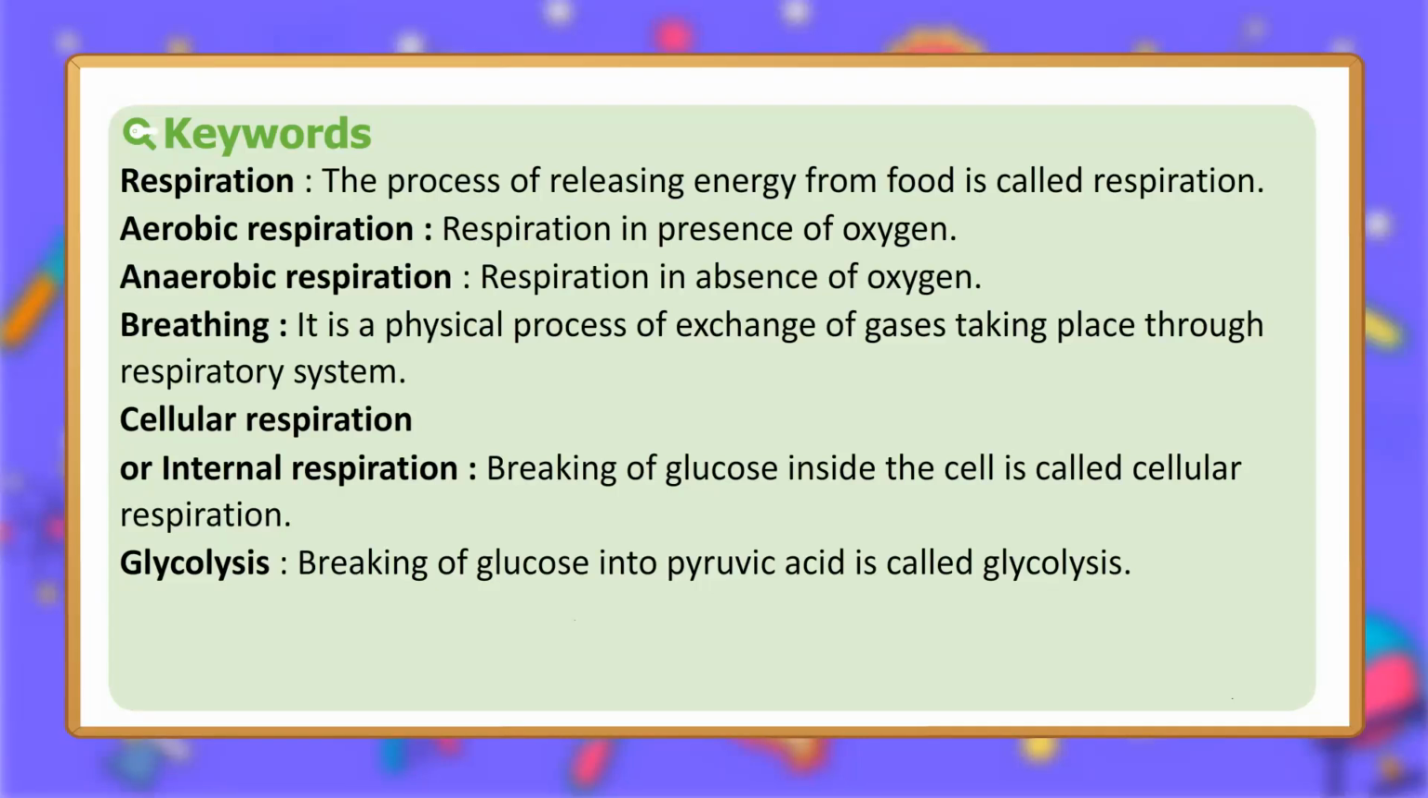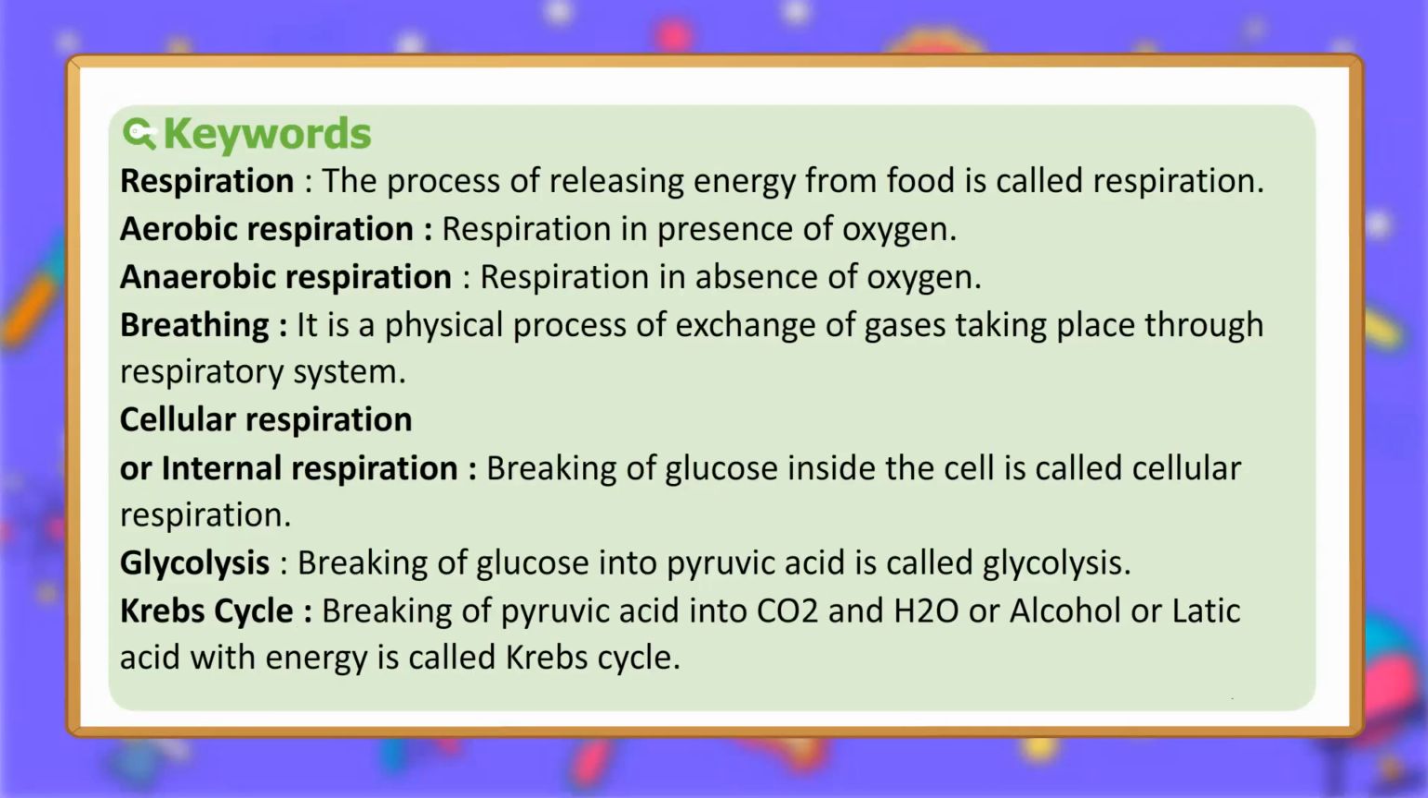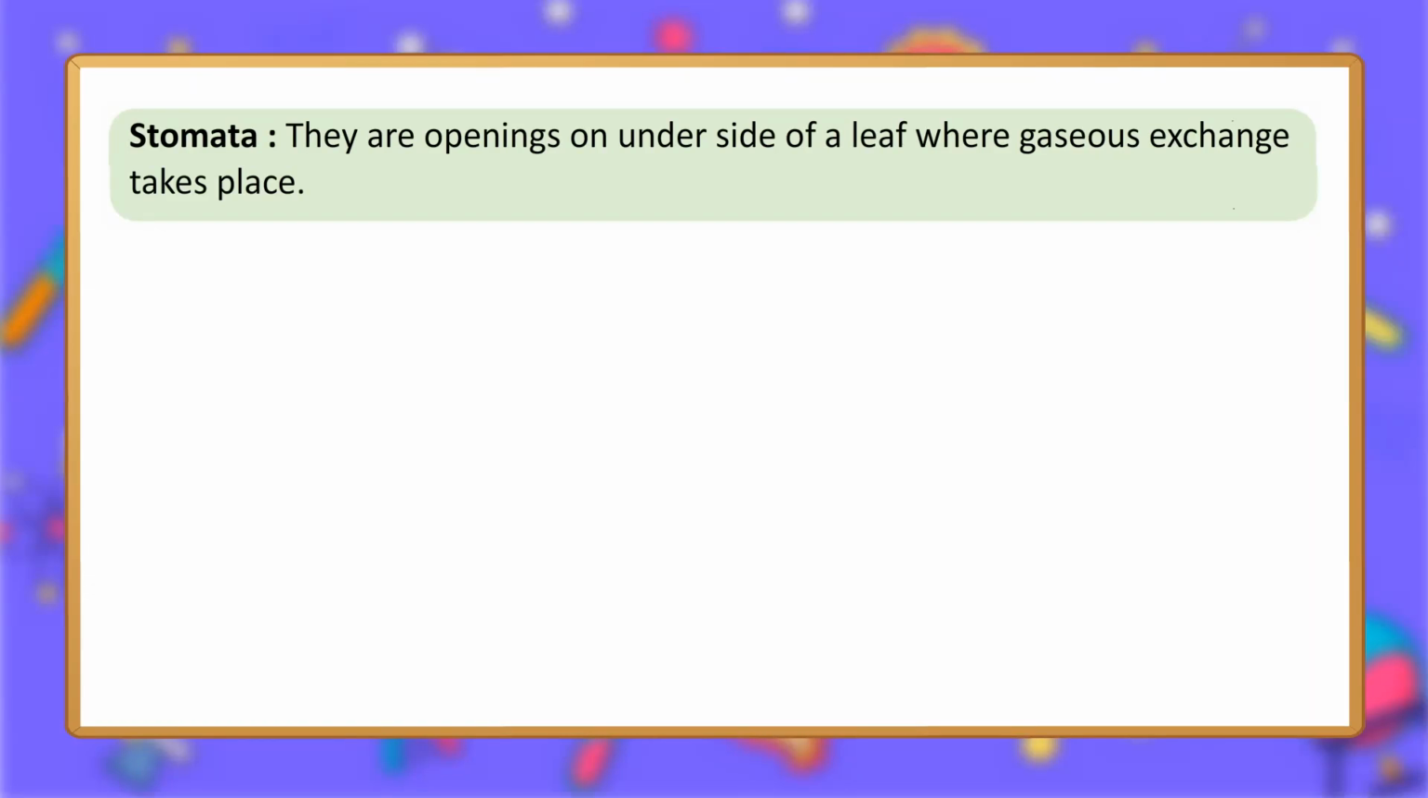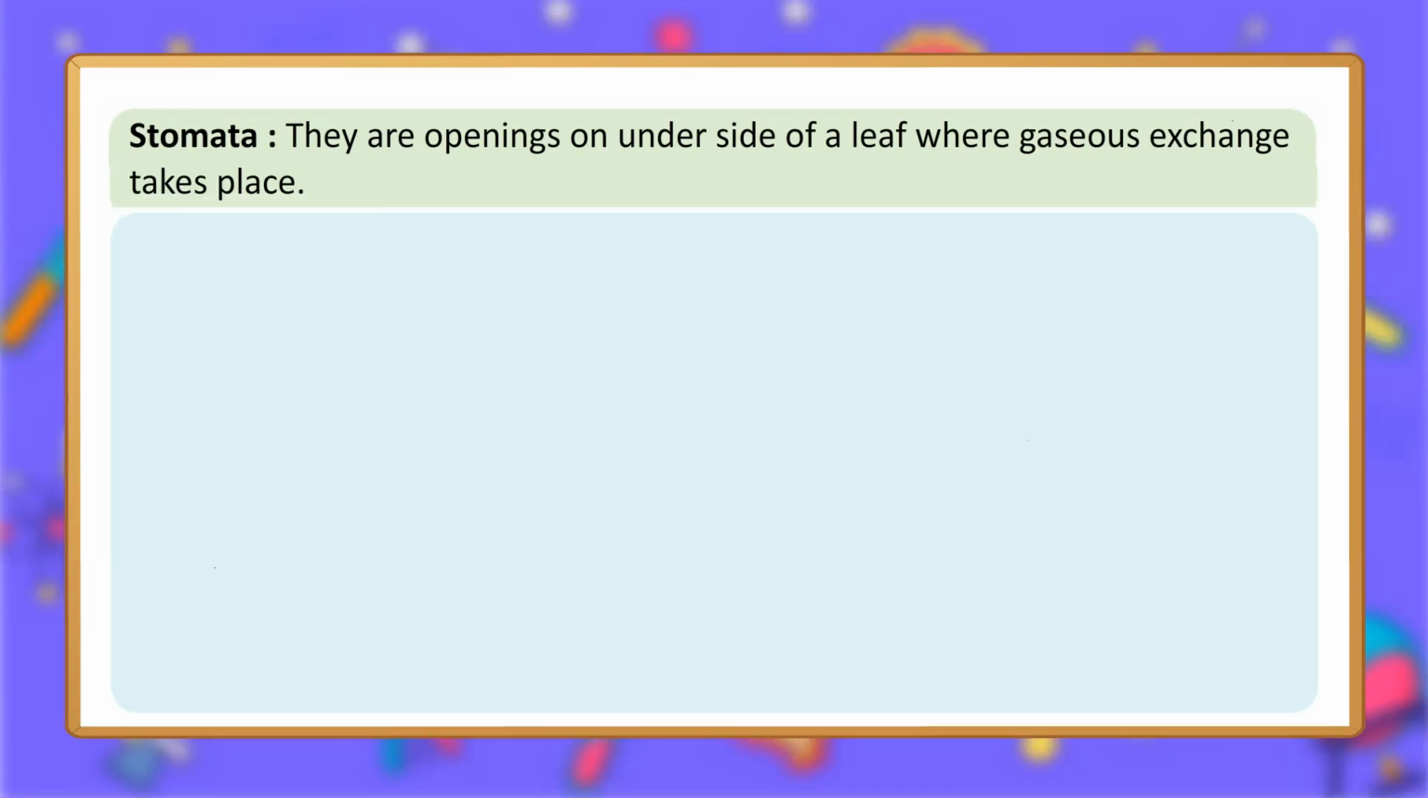Glycolysis: breaking of glucose into pyruvic acid is called glycolysis. Krebs cycle: breaking of pyruvic acid into CO2 and H2O, or alcohol or lactic acid, with energy is called the Krebs cycle. Stomata: they are openings on the underside of a leaf where gaseous exchange takes place.